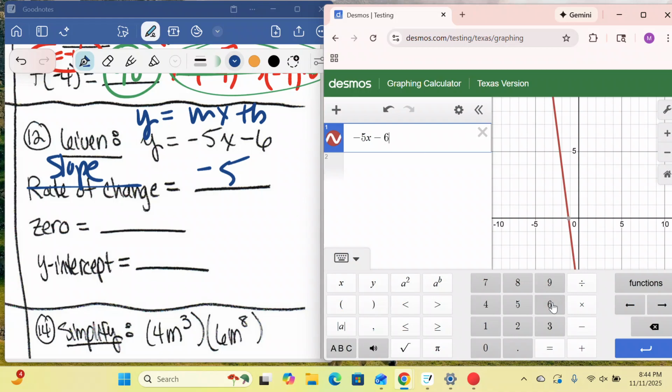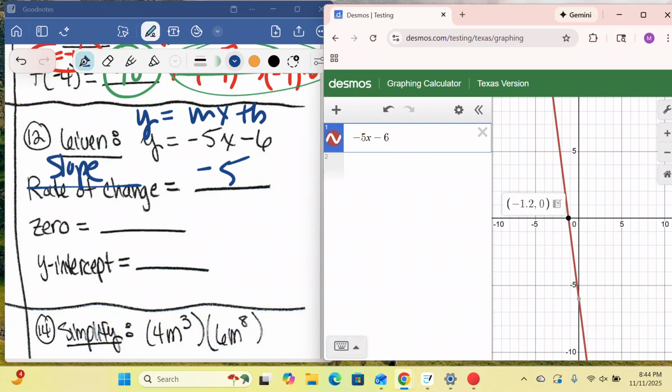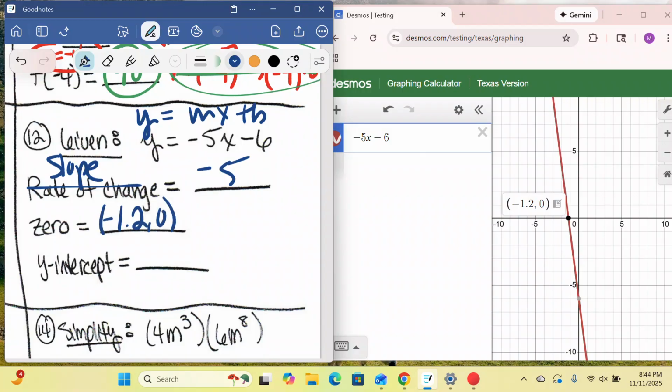And that is my answer. So I'm going to find my x-intercept. My x-intercept is -1.2, comma 0, or -1.2 is my zero.